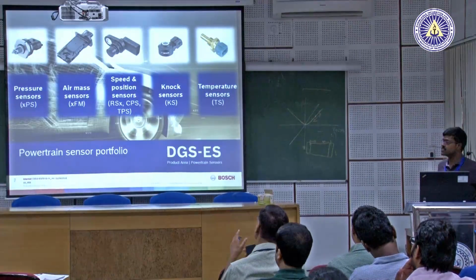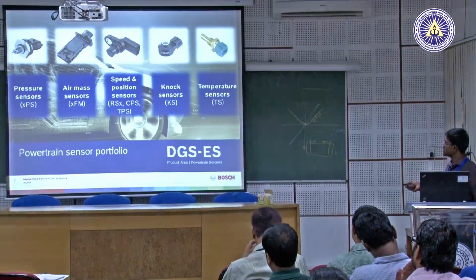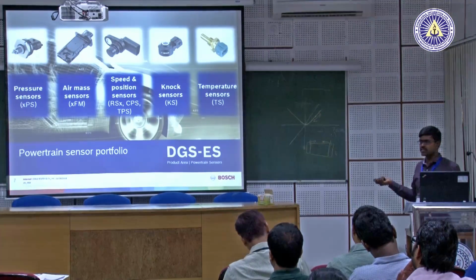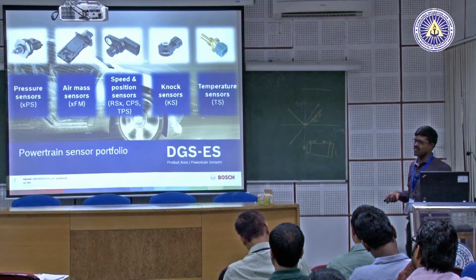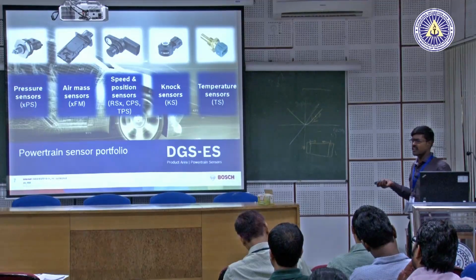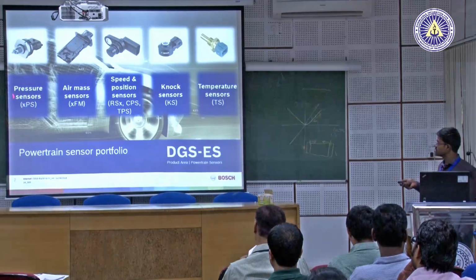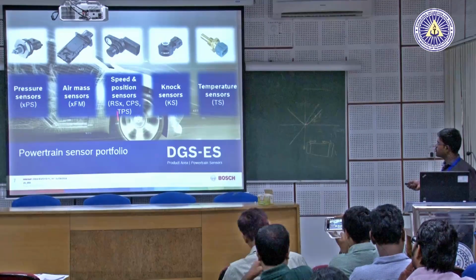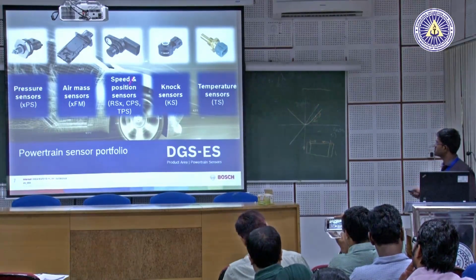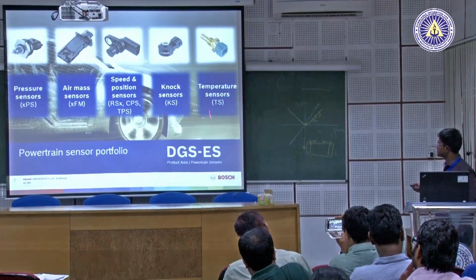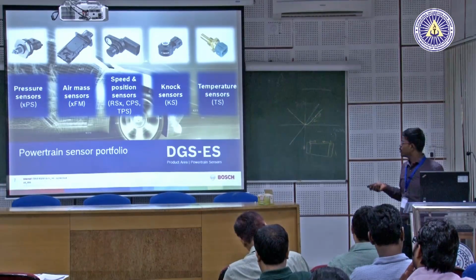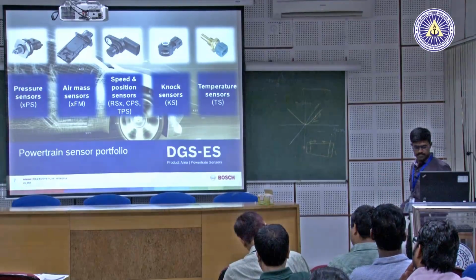Yeah, the types of powertrain sensors that Bosch deals with basically, or almost all automotive companies, like automotive suppliers, deal with, are pressure sensors, air mass sensors, position sensors or speed detection sensors, then knock sensors and temperature sensors. These come under the powertrain sector.